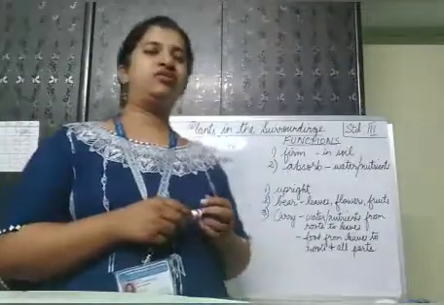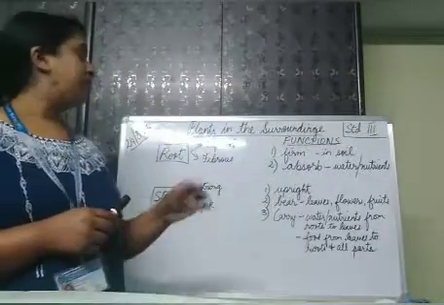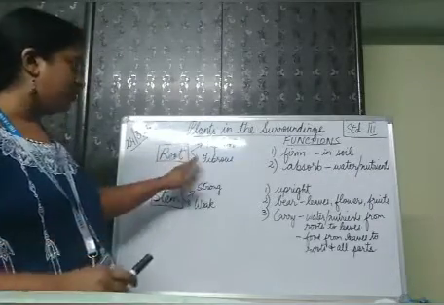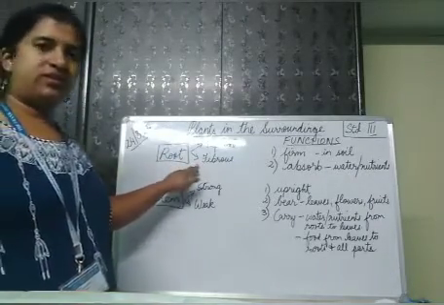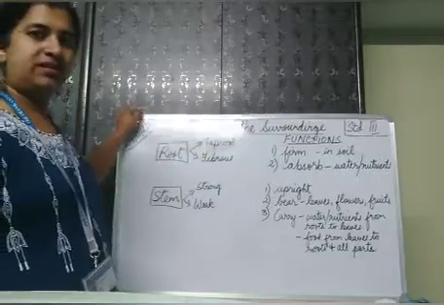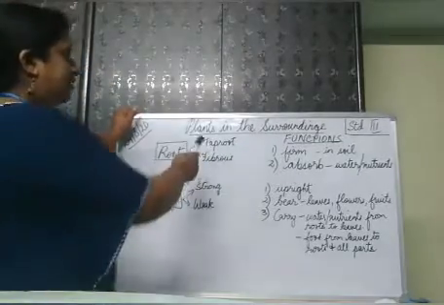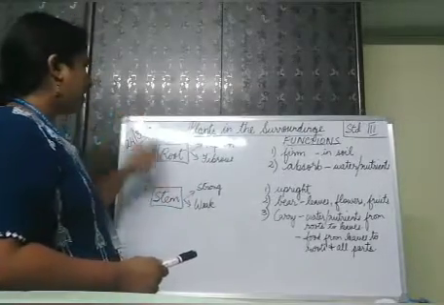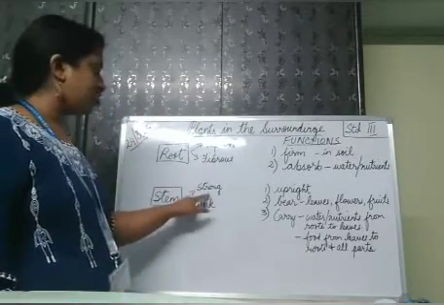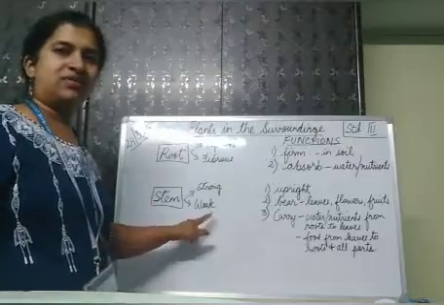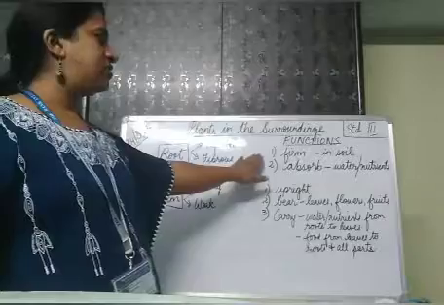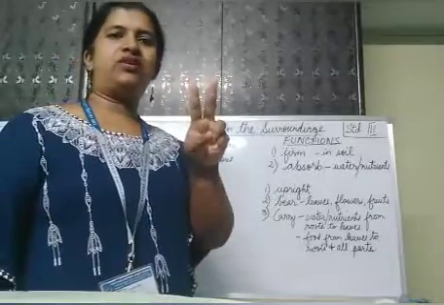Now coming to the function of the roots and the stem. What do they do? We know there are two types of roots, taproot and the fibrous root. Then we have two kinds of stems, which are strong stems and weak stems. Then coming to the functions of the root, there are two main functions of the root.